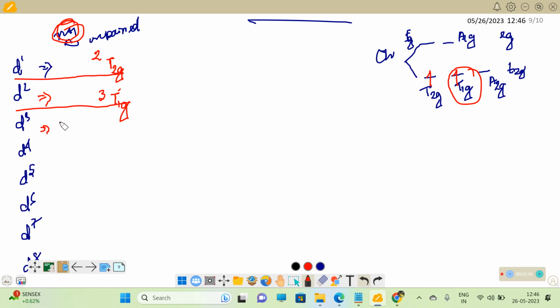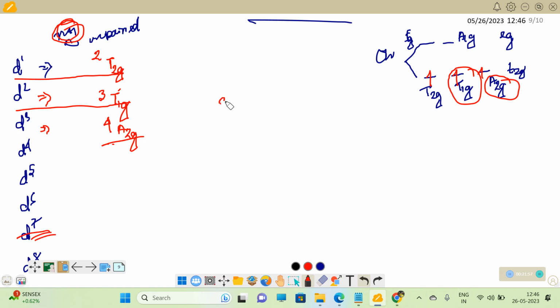Okay, like that, here the unpaired electron is 3. Here D3 will come, so we will take the A2G term. And the number of unpaired electrons is 3, so n plus 1 is 4. So this is the spectroscopic term. Same thing if we take for D7.